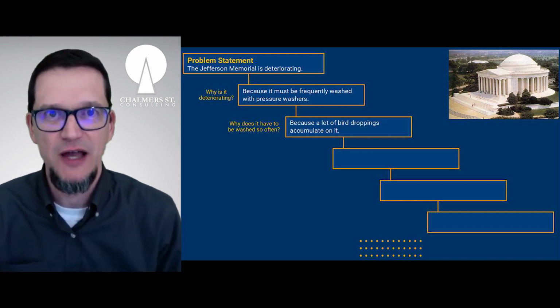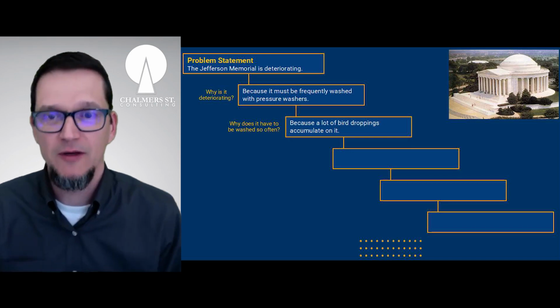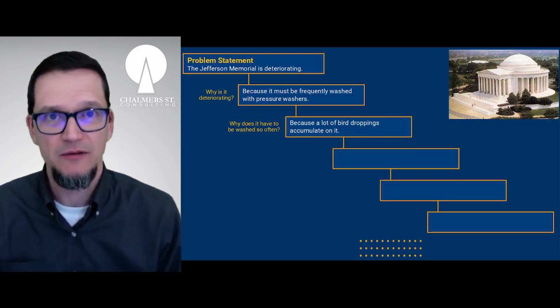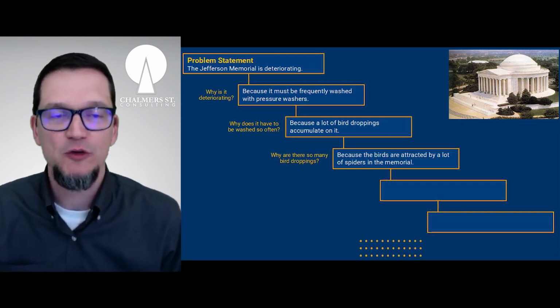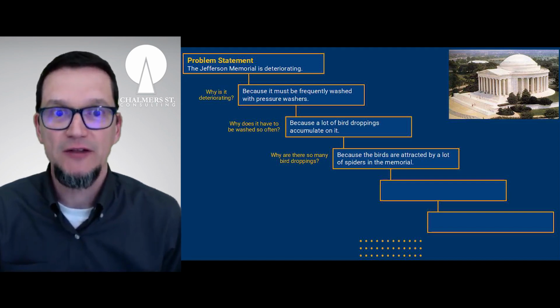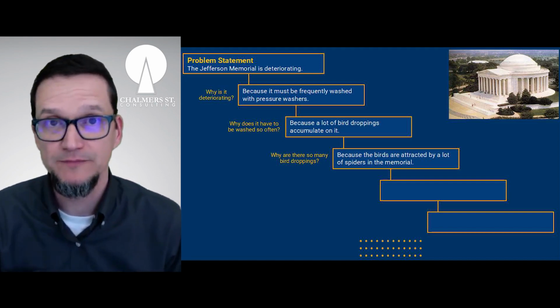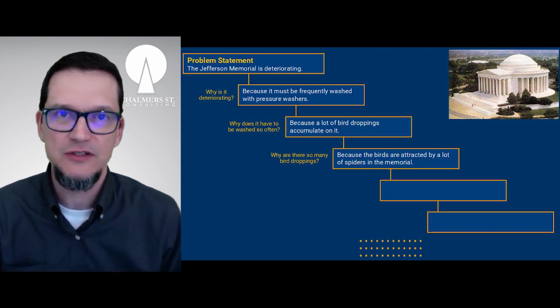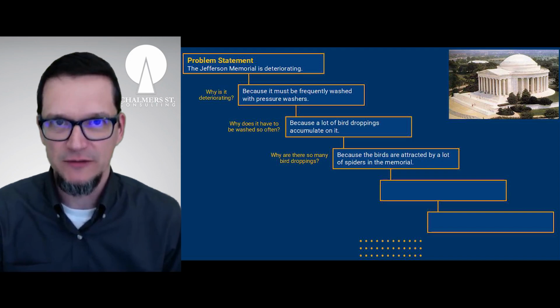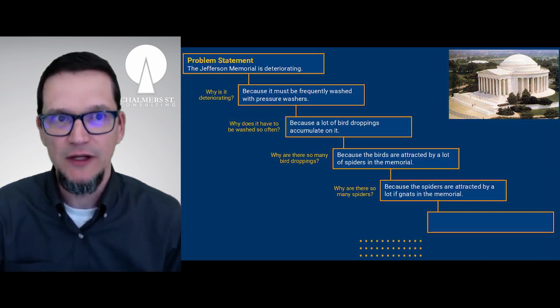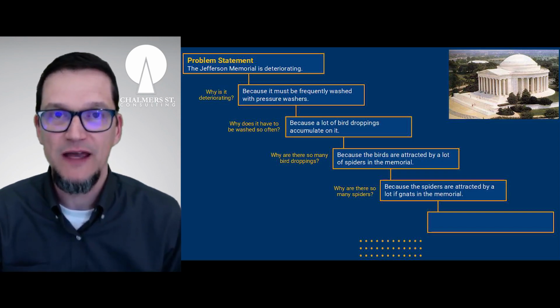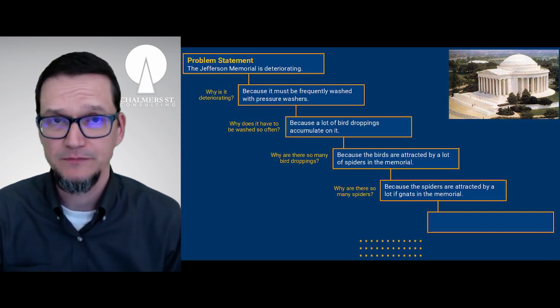Yeah, it still seems very obvious, right? So it's deteriorating because it has to be washed a lot, and that's because it's dirty. Pretty straightforward, right? So let's keep digging deeper. Why do bird droppings accumulate there? Because birds are attracted by a lot of spiders in that memorial. So you're getting a little bit closer to understanding what's driving it, but you still don't know why all these spiders are there. So the next question, the 4th why, has to be, why are all these spiders in the memorial? Well, because the spiders are attracted by a lot of gnats in the memorial.